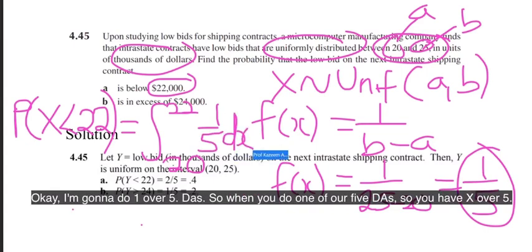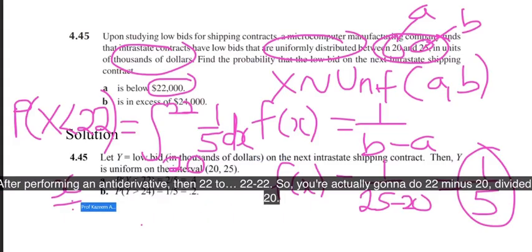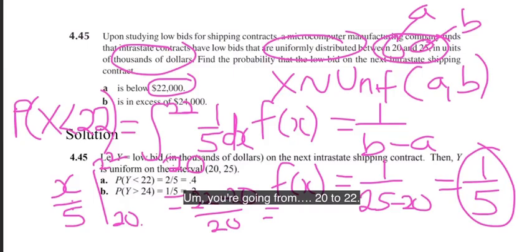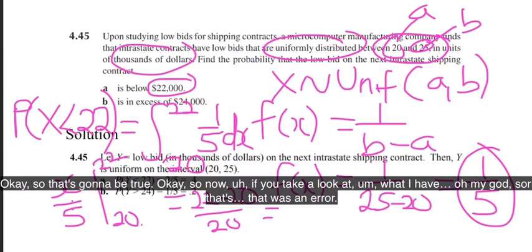Okay, I'm going to do 1 over 5 ds. So when you do 1 over 5 ds, you have x over 5 after performing an antiderivative, then 22 to 22. So you're actually going to do 22 minus 20, divided by... Let me see. You're going from 20 to 22. Okay, so that's going to be 2.